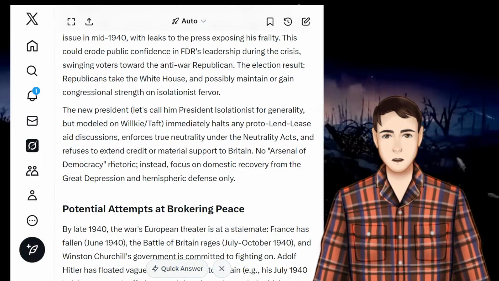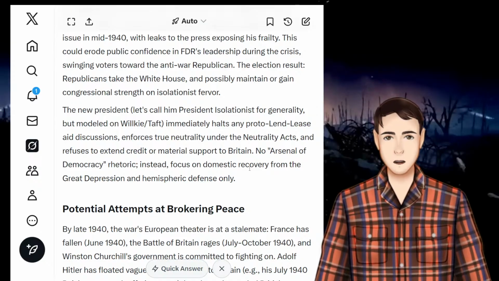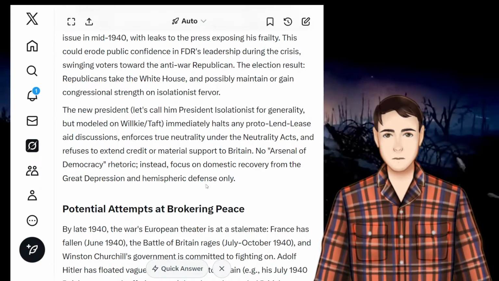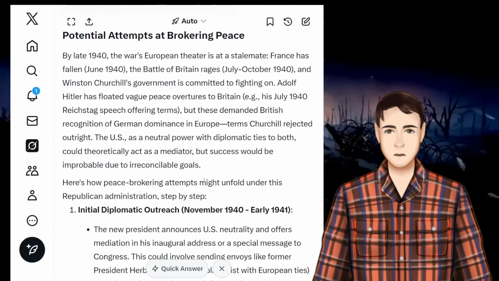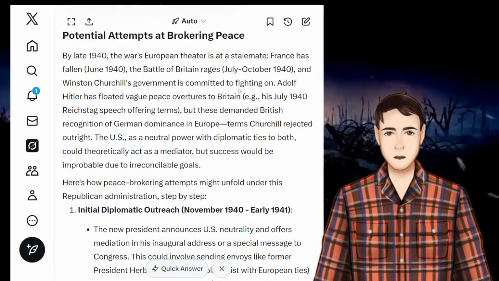No arsenal of democracy rhetoric. Instead, focus on domestic recovery from the Great Depression and hemispheric defense only. Potential attempts at brokering peace: by late 1940, the war's European theater is at a stalemate. France has fallen. The Battle of Britain rages, July to October 1940. Winston Churchill's government is committed to fighting on.